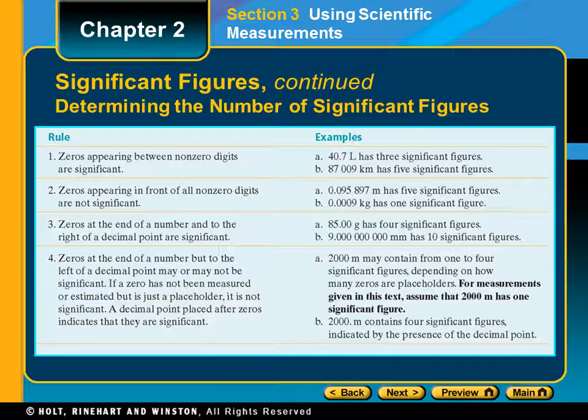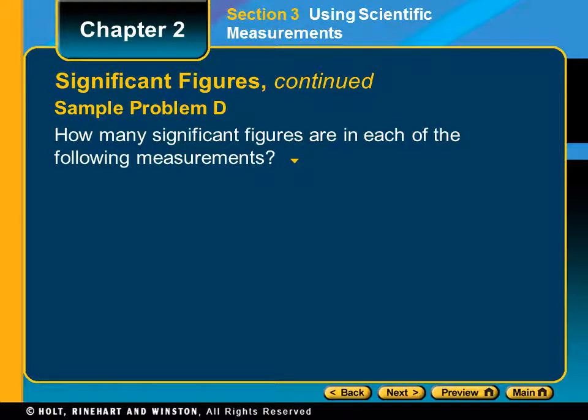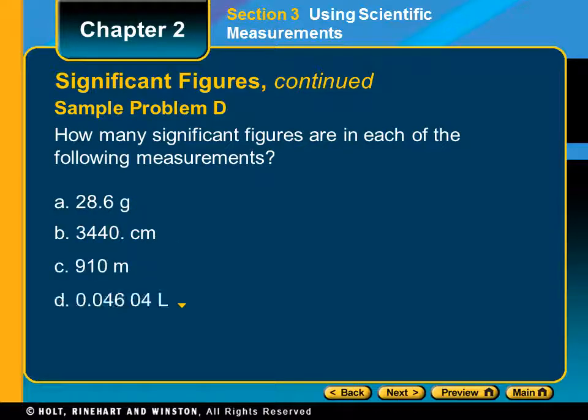Fourth, zeros at the end of a number but to the left of the decimal point may or may not be significant. If a zero has not been measured or estimated but is just a placeholder, it is not significant. A decimal point placed after zeros indicates that they are significant. We can look at these in terms of these problems. How does it play out? Take a look at these and we'll try to understand each one.